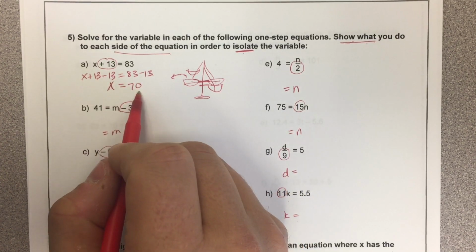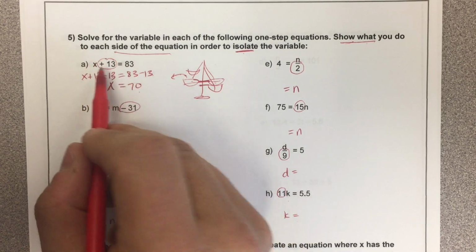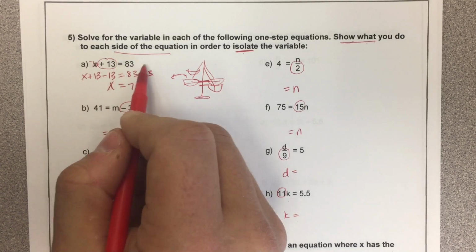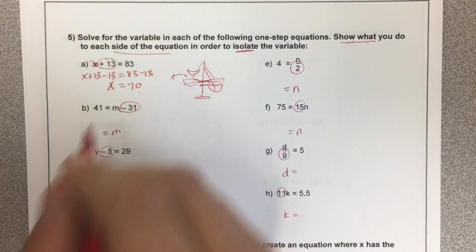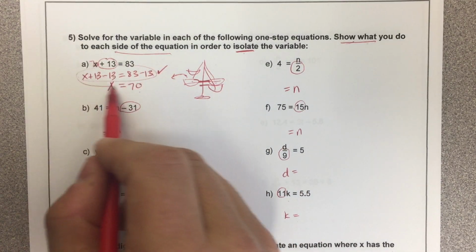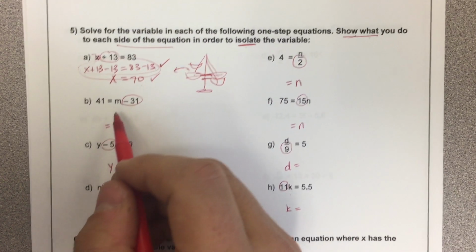So my value is 70, and I can try and check it back in the original equation to see if it works. If I were to put 70 here instead of the x, 70 plus 13 equals 83, and so that works. So what we're looking for is two steps here. We're looking for you to show what you're doing to both sides and the answer. Okay, let's look at B.